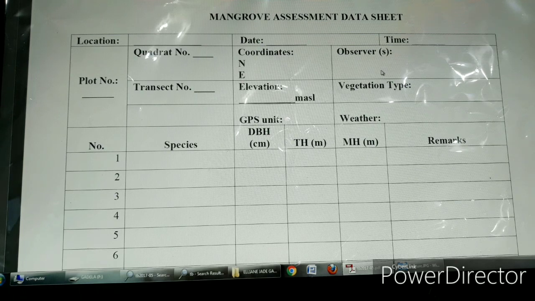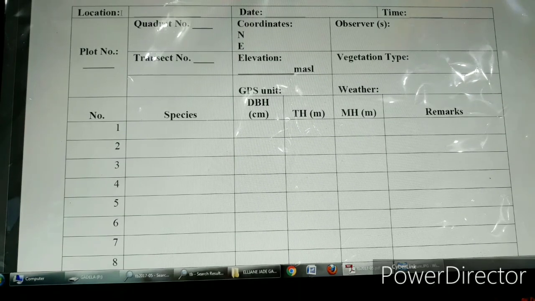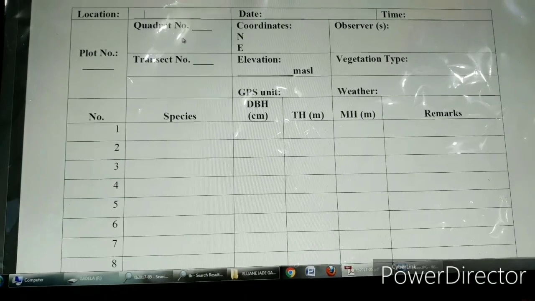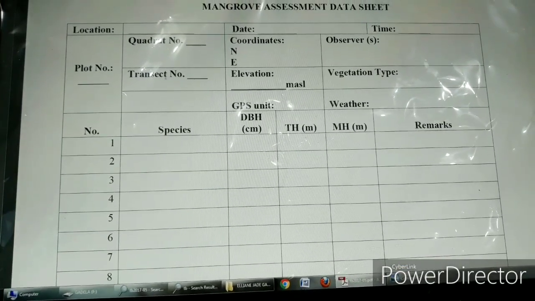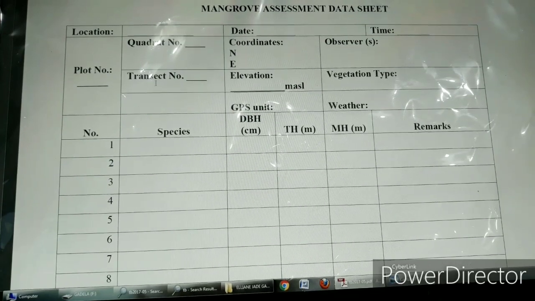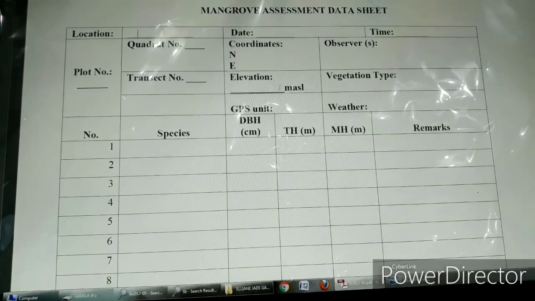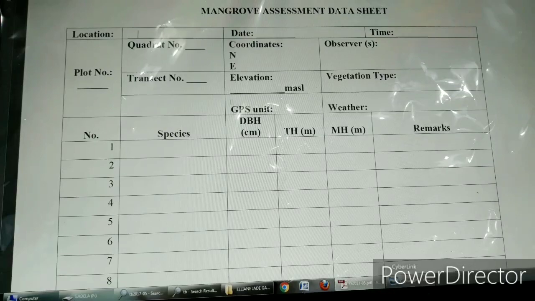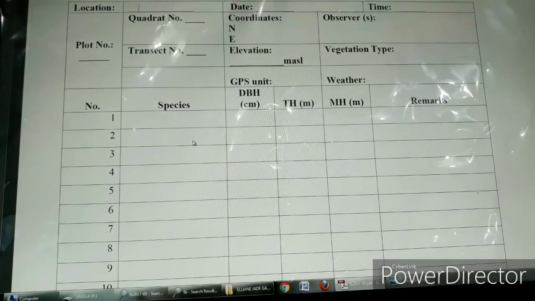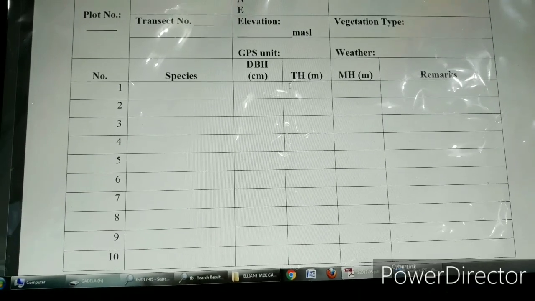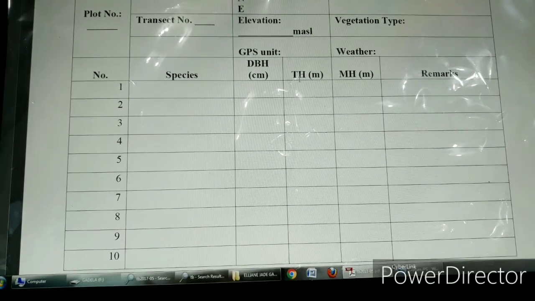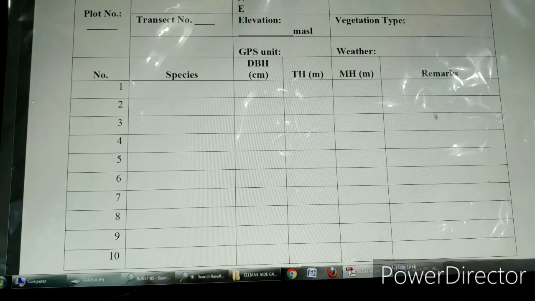So this is the mangrove assessment data sheet that we have used. Here is the location, the date, time, quadrant number, coordinates, observers, the plot numbers, the transect number, elevation, vegetation type, and then this is the part where we have listed the species, diameter at breast height, tree height, total height, and the merchantable height, and the remarks that we have observed.